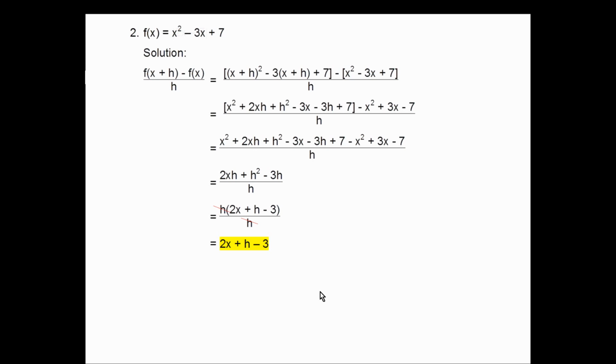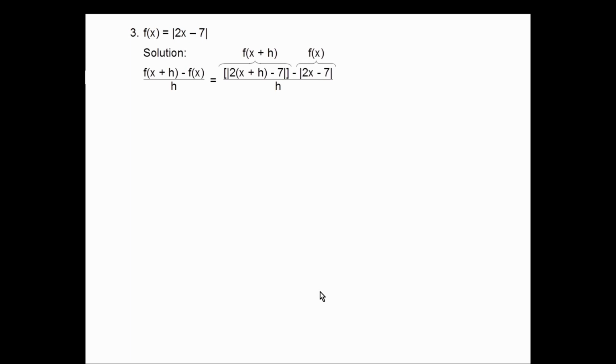Let's try another one. I've got an absolute value. So f of x equal to absolute value of 2x minus 7. Now notice in the first two examples we were able to cancel out the h's. If you have an absolute value or a square root or a cube root or something like that, the h in the denominator will not cancel and your answer is going to look kind of messy.